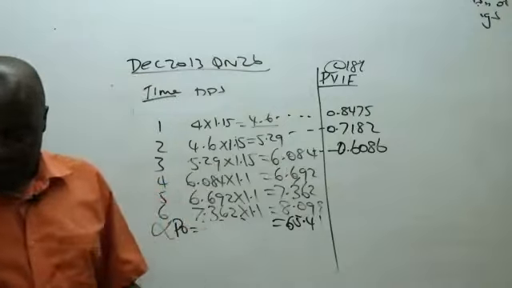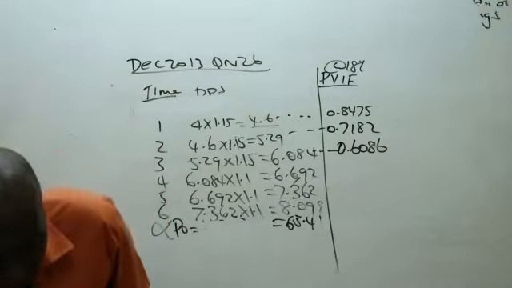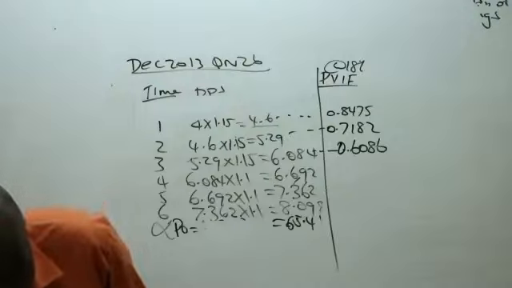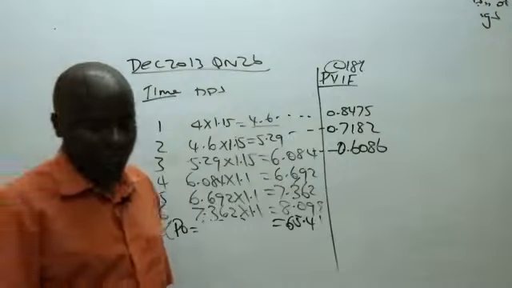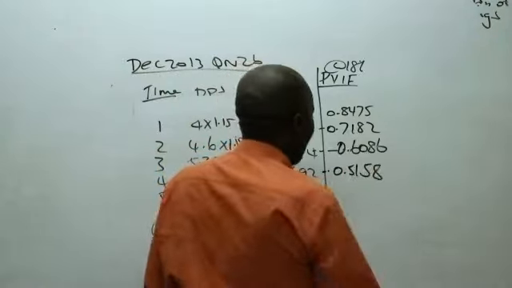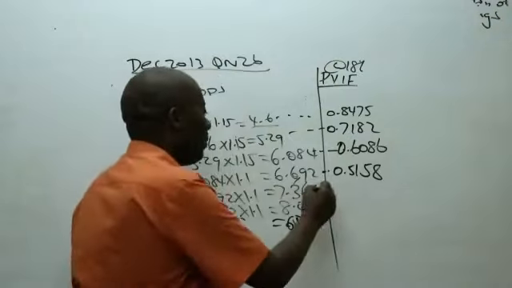African way, the better. The next one, I'm being told, is 0.5158. 0.5158. How about the fifth one?